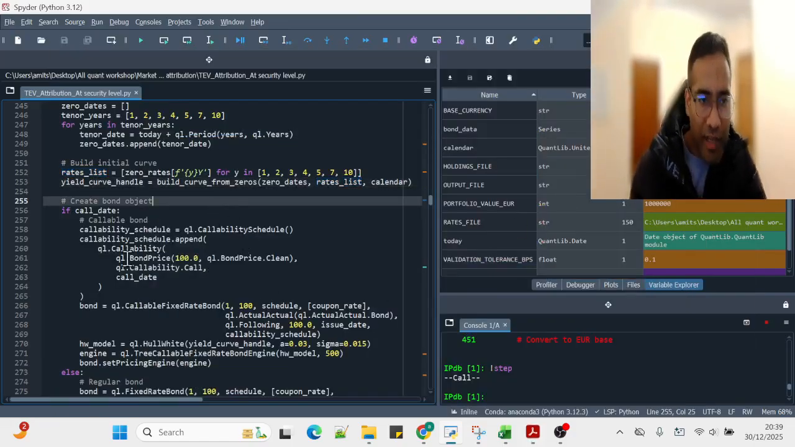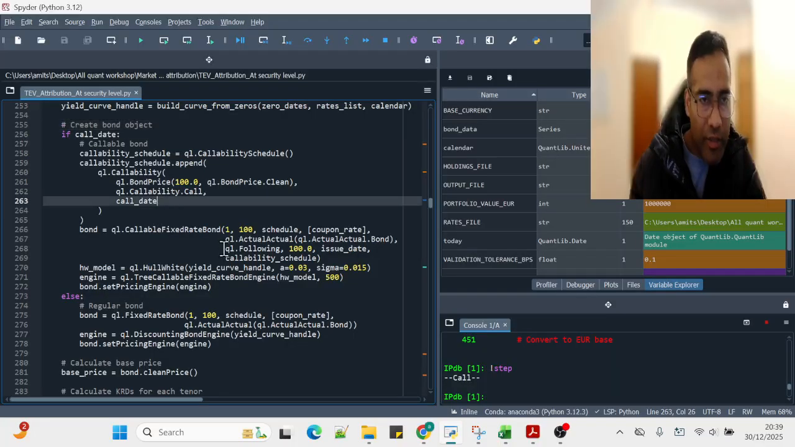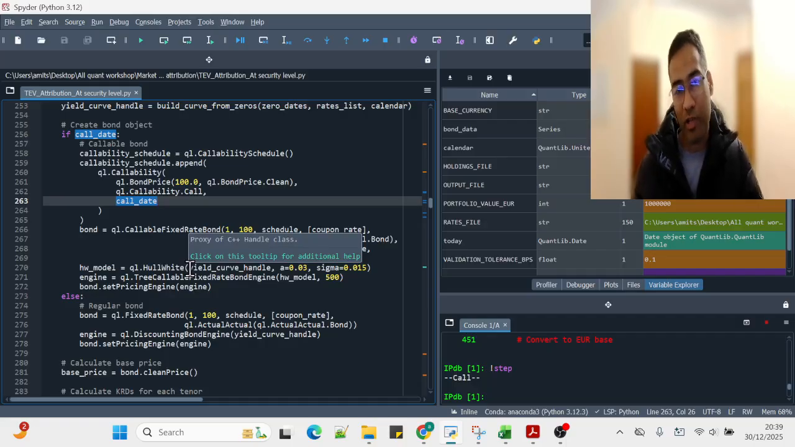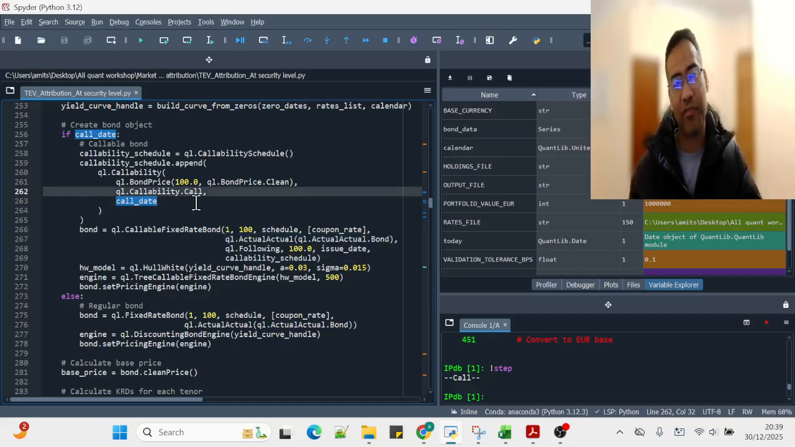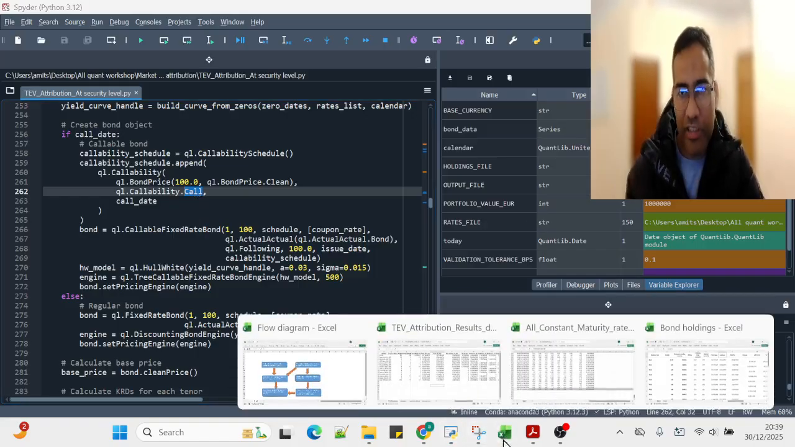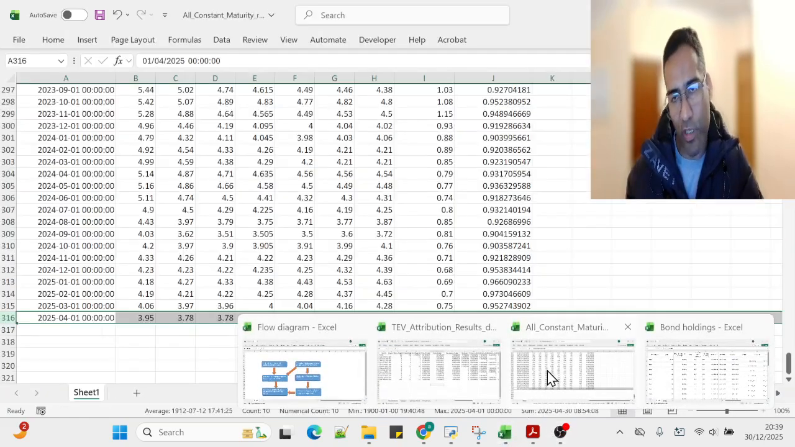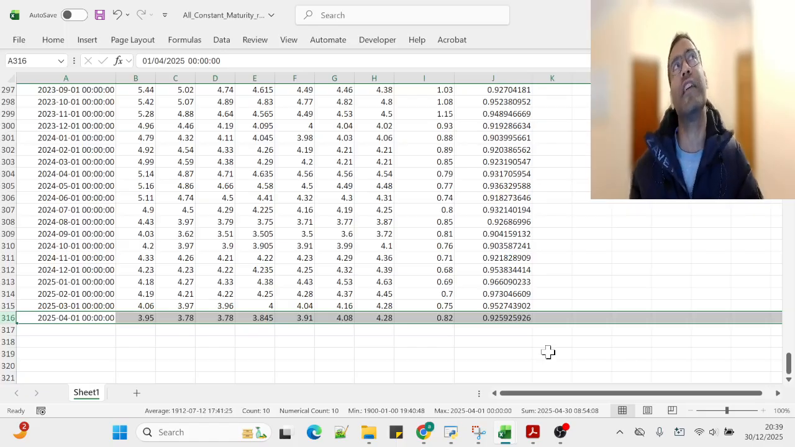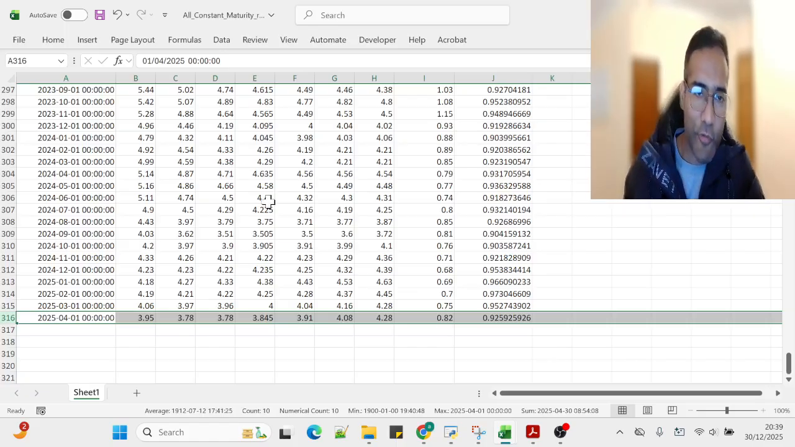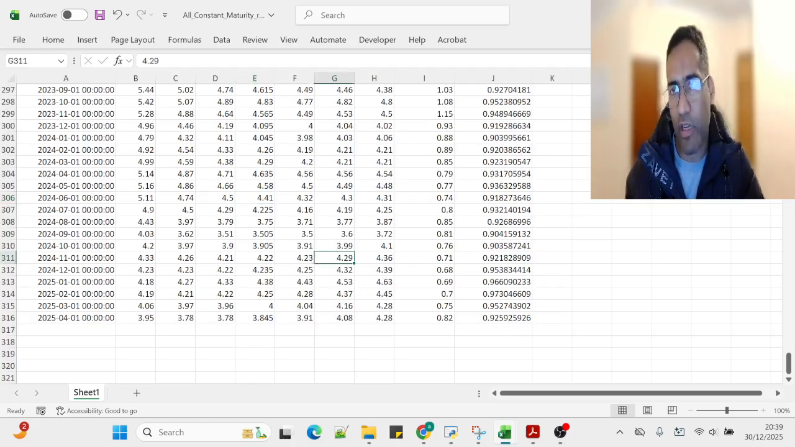So here we are. Call date. Then you build the callability schedule. So why all this exercise? I just want to get a bond price, simple, 100 notional, nothing more than that. And one more thing, I have used only one yield curve. I should have used two yield curves because my portfolio has USD and Euro. I did not, again for simplification purposes, but you can use multiple curves.